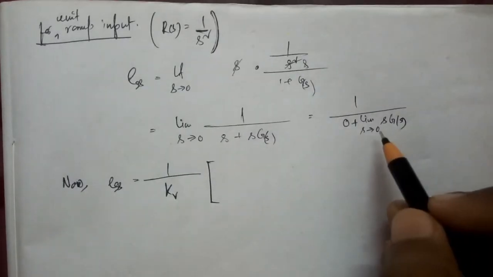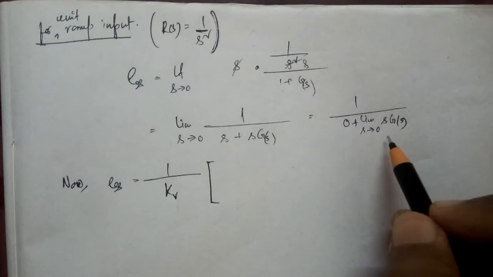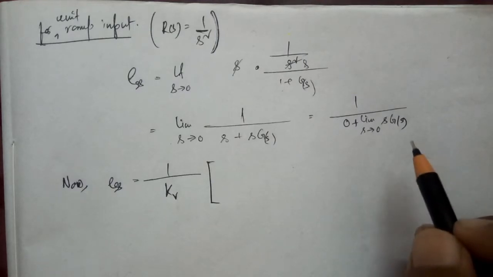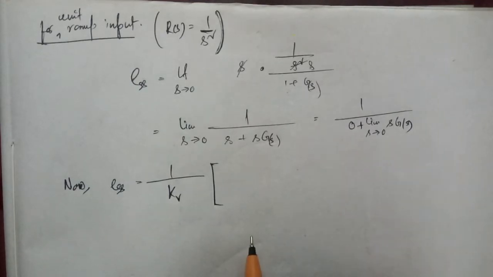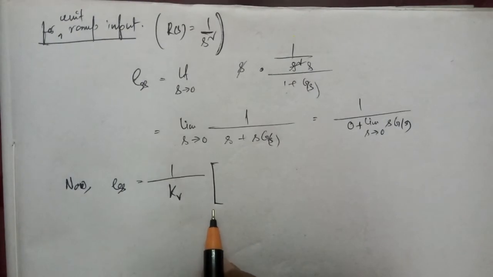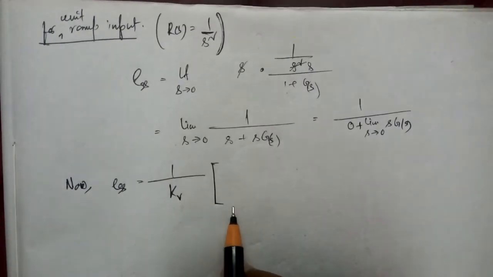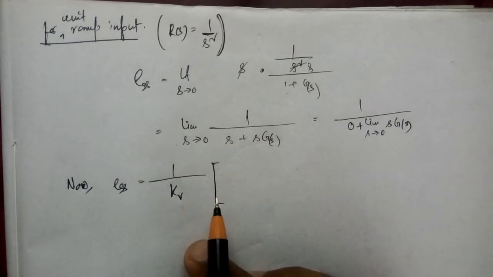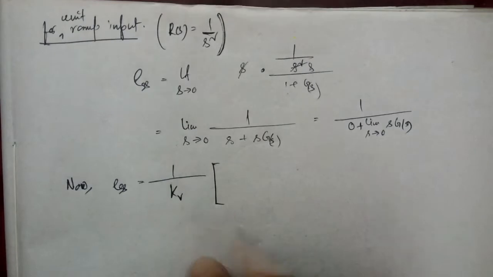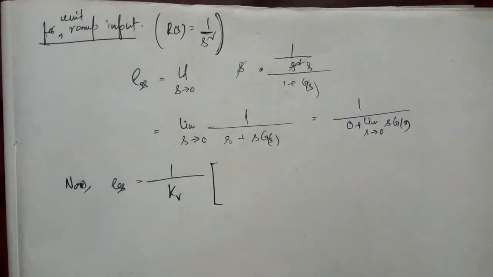Now this limit s tends to 0 s G(s), we can take it as Kv, because finally we will get a constant term, so we take it as Kv. When we are taking input as ramp, we call this coefficient the velocity error coefficient. These names of the coefficients are very important, directly questions are asked mentioning these names, so you have to remember which name stands for which coefficient.